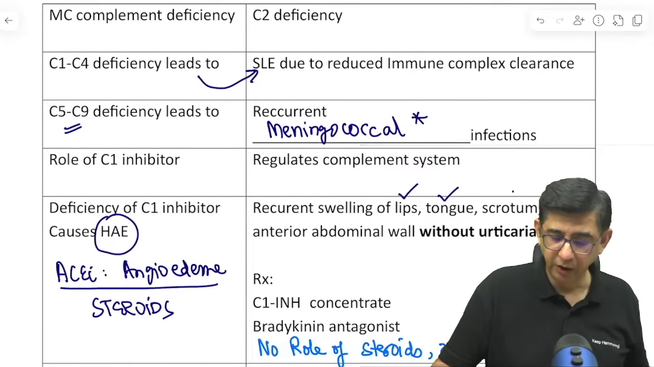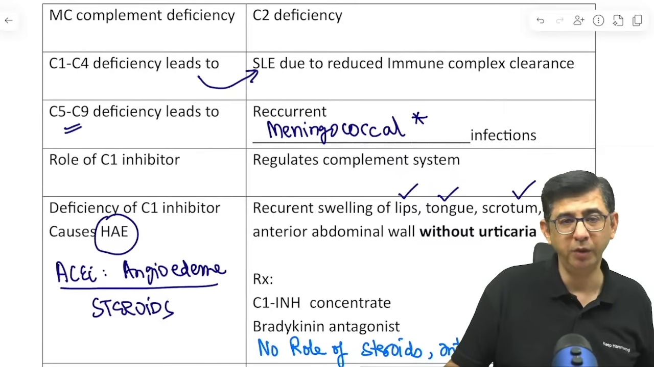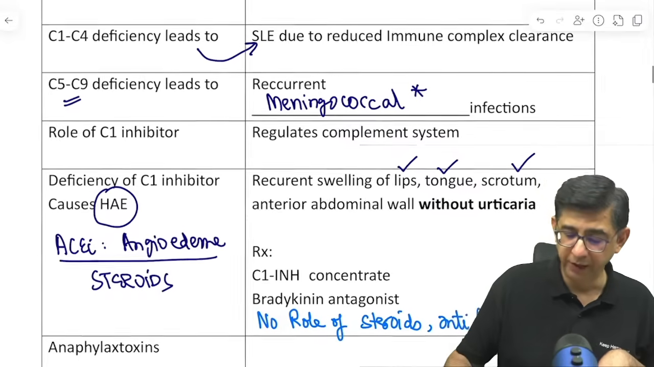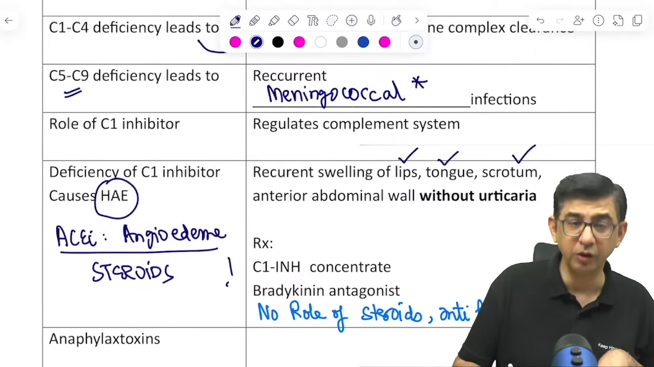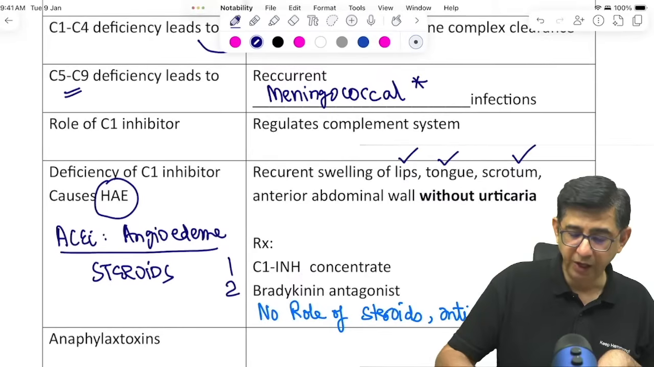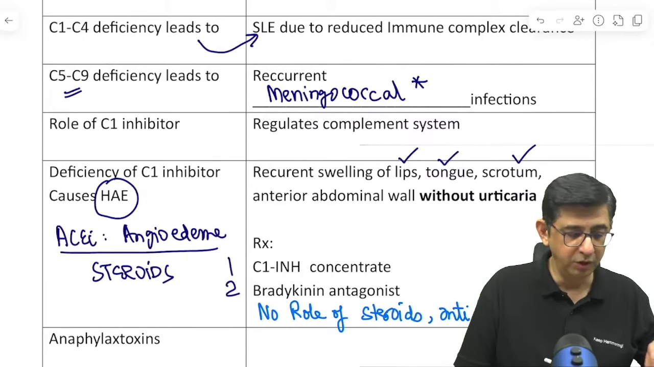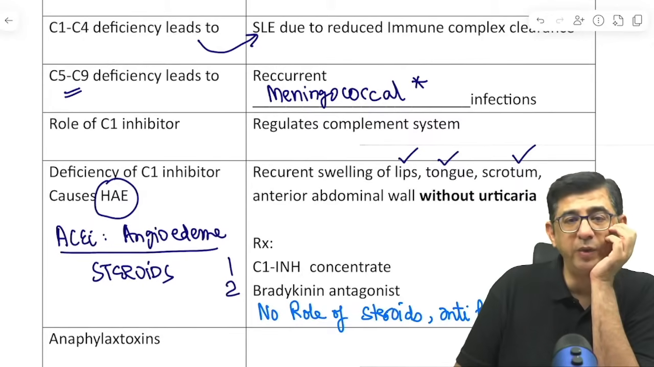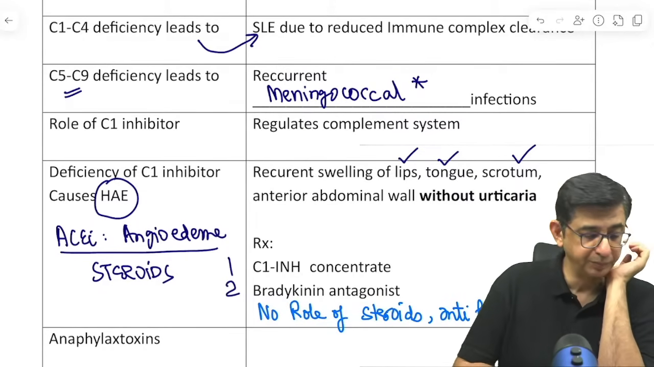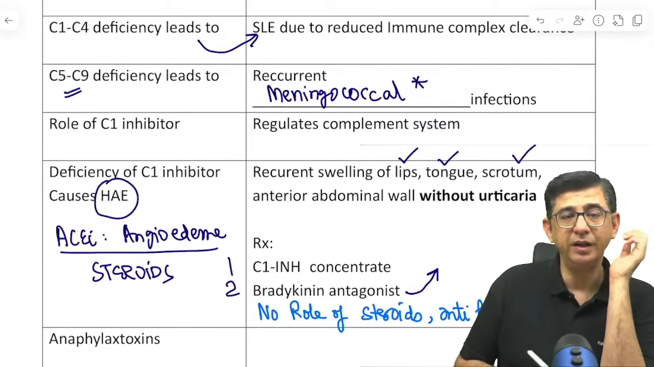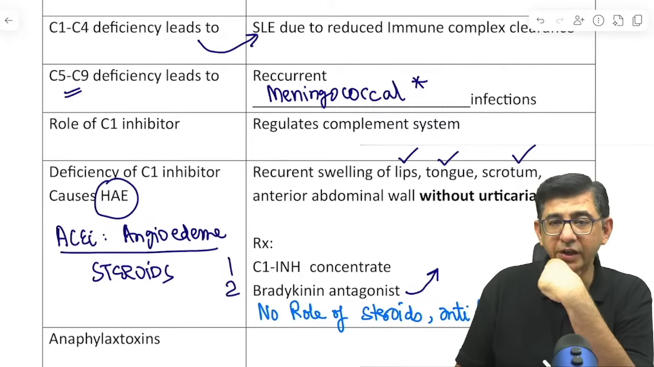and then involve even the scrotum and the anterior abdominal wall, but there would be no itching present. So what we will give in this patient would be a C1 inhibitor concentrate. The main treatment of this condition is C1 inhibitor concentrate, and the second one is a bradykinin antagonist. तो आप मुझे pharma से दवाई बता देना. Can you tell me from your knowledge of pharmacology what is the name of that bradykinin antagonist which is used in management of hereditary angioedema?